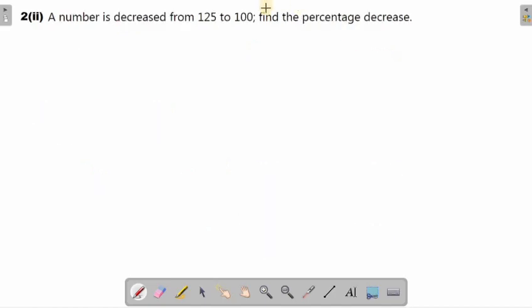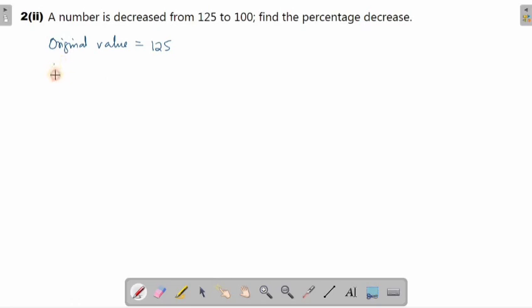Let's take this question. Now in this question, we have got the case of decrease. So you are asked to find the percentage decrease. Like earlier ones, we'll write the original value. So what is the original value? See, we have got 125 and 100. Since it is decreased to 100, your original number is 125 only again. So the original value is 125.